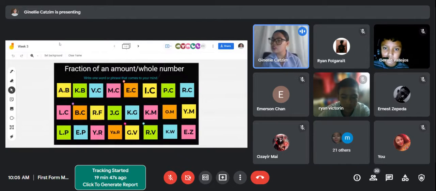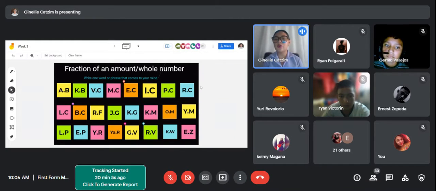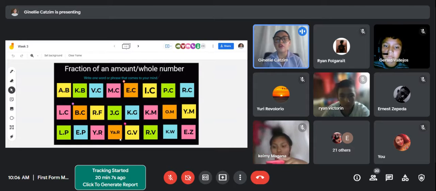Again, what you are to do: I have a Jamboard that you can see. It has all your initials. The link is in the chat box. You will enter a word or a phrase that comes to your mind when you read or listen.